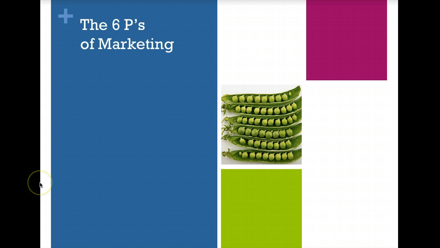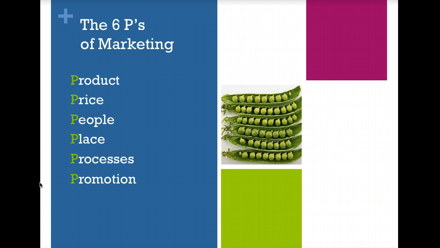Okay, so the 6 Ps of marketing are your product, its price, the people that are involved with the business, the place that you do business, the processes that you use to deliver your product or service, and the promotional activity that you undertake in order to promote what it is that you do. So the first one is your product.